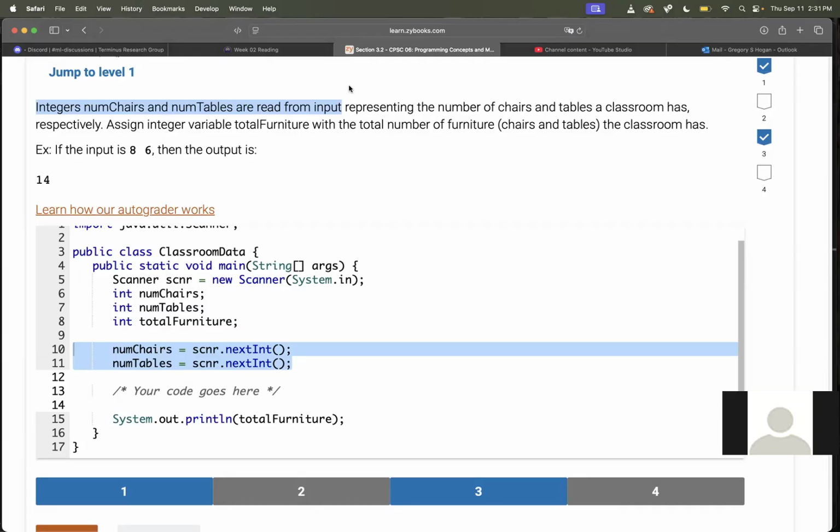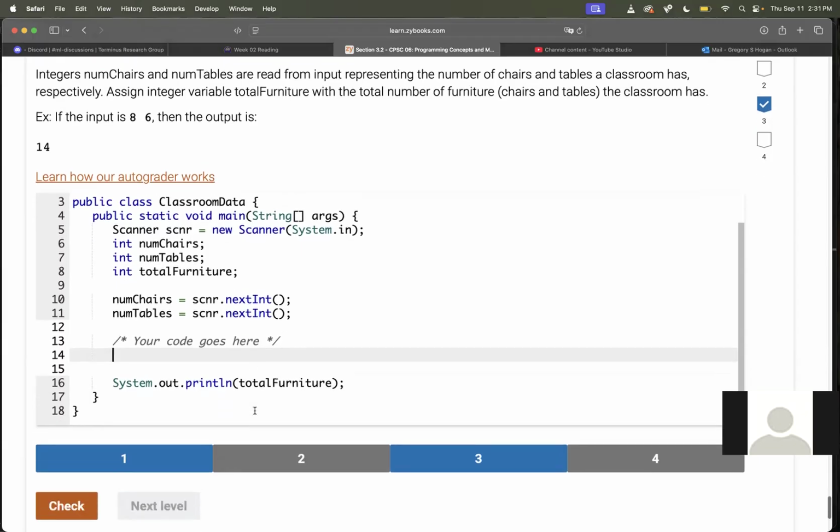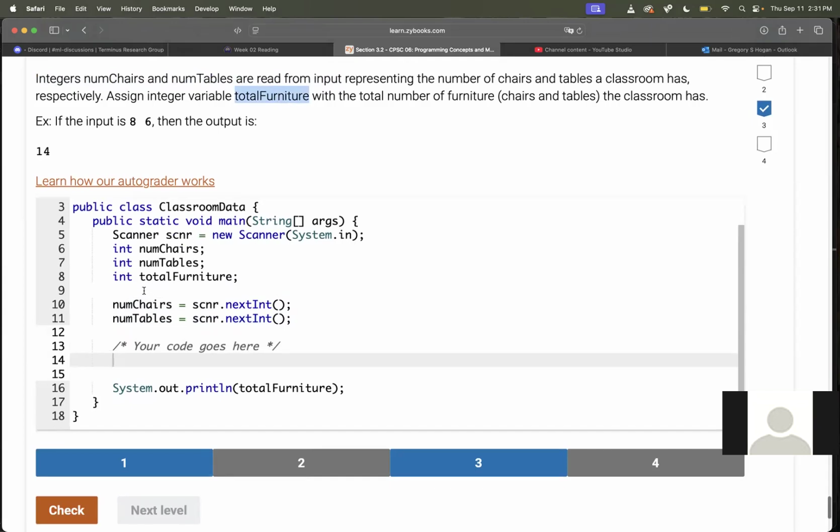Now keep reading and we'll find what we're supposed to do. We get to this line, and this one says assign integer variable total furniture with the total number of furniture, chairs, and tables. So what they want us to do is assign the variable total furniture, which is written several places. It's written here, and also here, so you can look at it while you type it to get it right. Or in my case, I'm lazy, so I copy paste it.